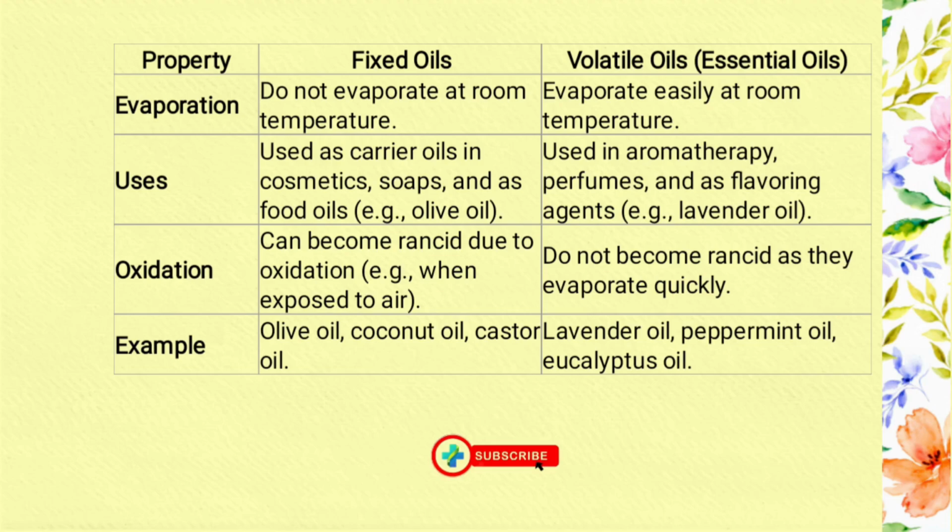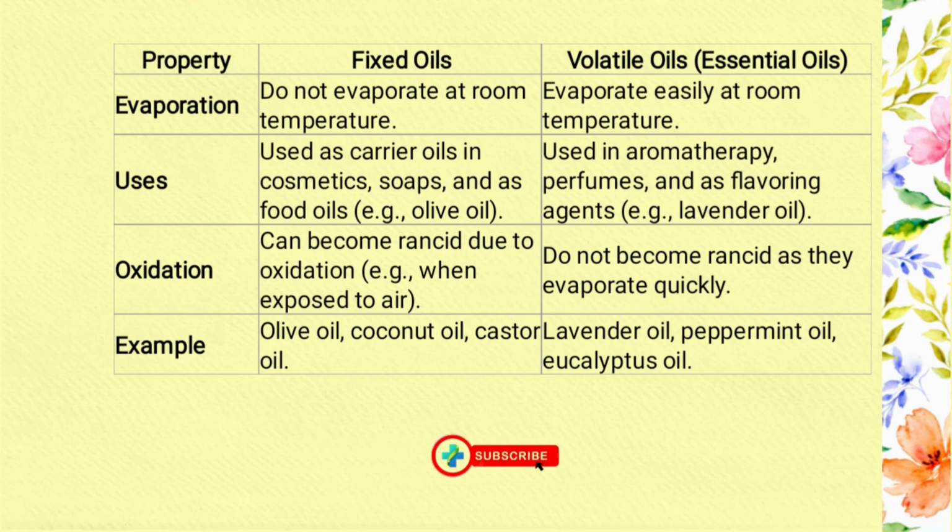And the last point, examples. So when we talk about examples, fixed oils include olive oil, coconut oil, castor oil, etc. Whereas volatile or essential oils include lavender oil, peppermint oil, eucalyptus oil, etc.